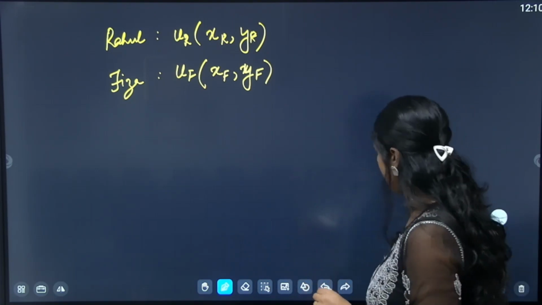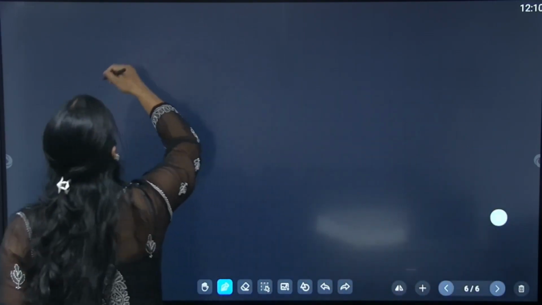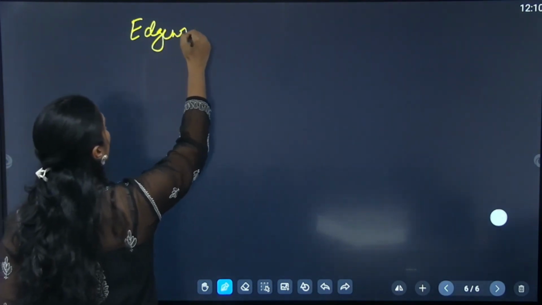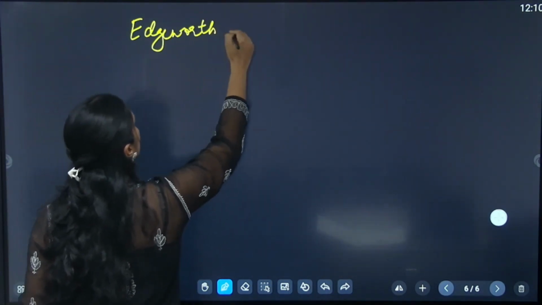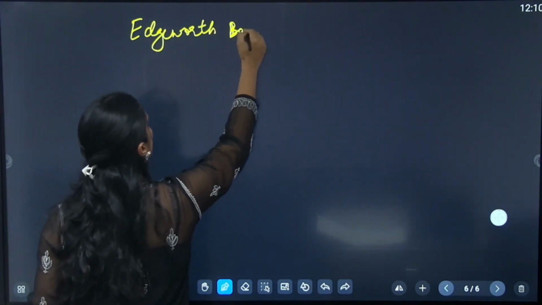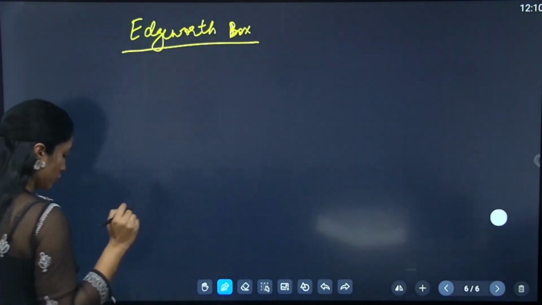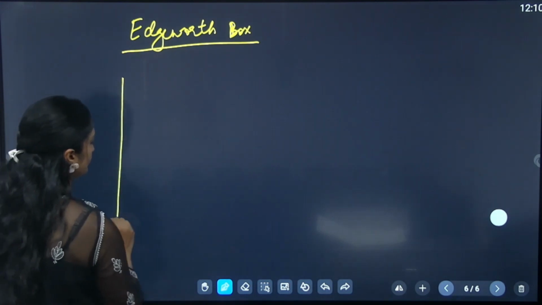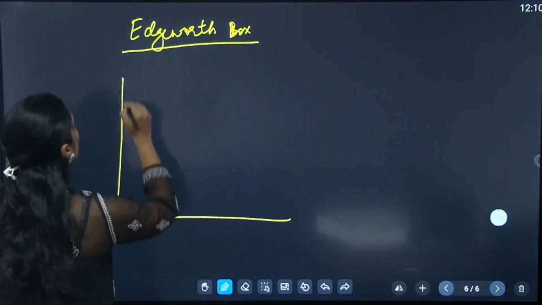So let me just draw the box on a new page. What we have is the Edgeworth box. So this box looks something like this. It's a box, of course.